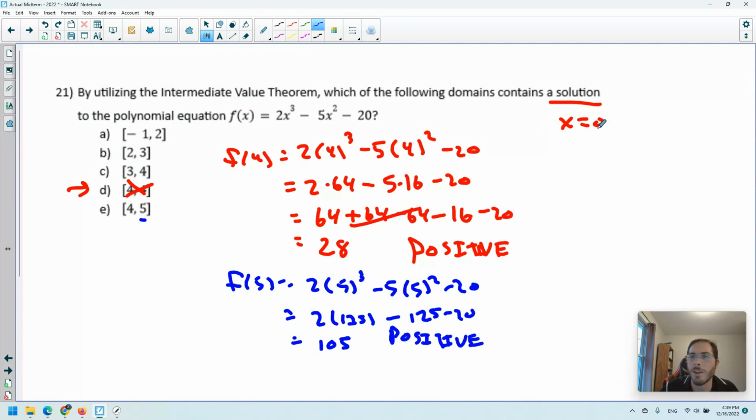So going from positive to positive, I don't need to pass through 0, so that's out. All right, now I'm just kind of hoping it's C, because if it's not C, I got to work back to B. So f of 3.